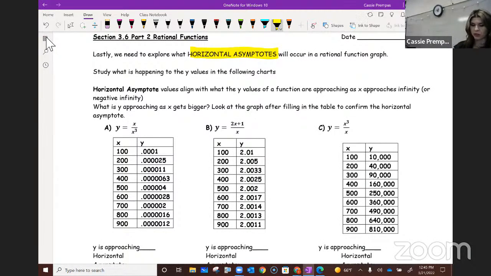When you're looking at a horizontal asymptote, first let's study what it is. Horizontal asymptote values align with what the y values of a function are approaching as x goes to infinity, or you could say negative infinity. So we're going to look at 3 different functions, and this represents the 3 different cases that could occur in a rational function. And we're going to look at the table to see what's happening to the y values as x gets really, really big, or as it approaches infinity.